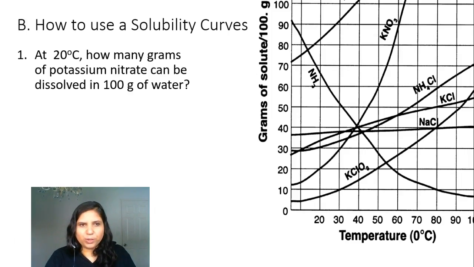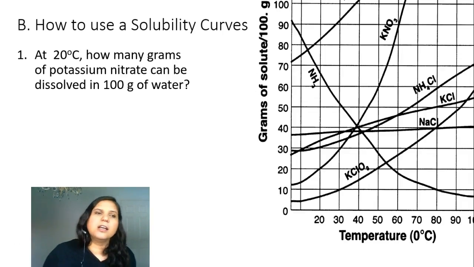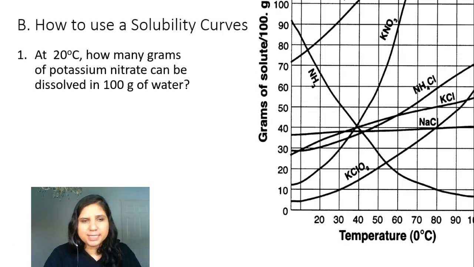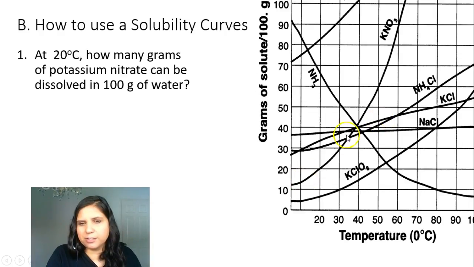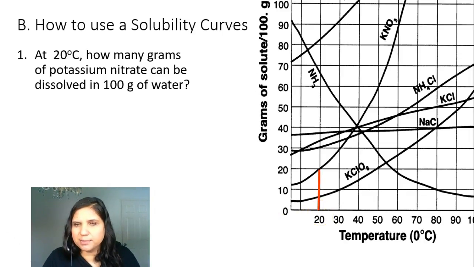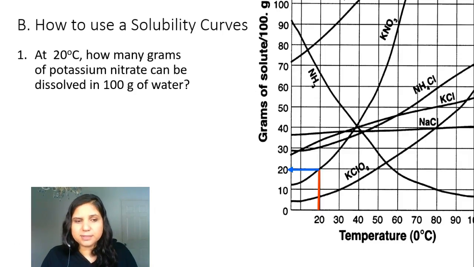Alright, so we're going to do a whole bunch of examples. Here we go. So here's my solubility curve. It says at 20 degrees, how many grams of potassium nitrate can be dissolved in 100 grams of water? So I'm going to find potassium nitrate. Remember, potassium is K. Nitrate's NO3, so we're looking for KNO3. That's right here. So that means this entire curve is for potassium nitrate. We want 20 degrees. So 20 degrees is right here. Where it meets the potassium nitrate line is right there. So we'll read the grams off to the left.